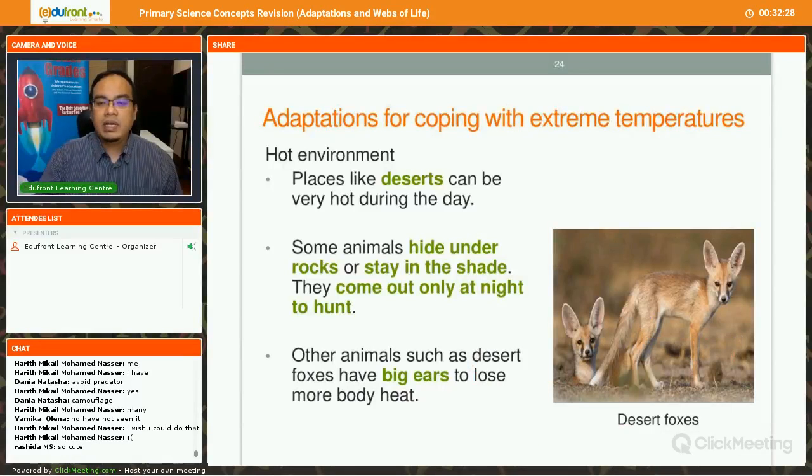So we know that under very hot conditions, they need certain adaptations to enable them to lose heat very quickly. This desert fox has very long, big ears. When it has bigger ears, it has greater exposed surface area, which enables them to lose the body heat very quickly.